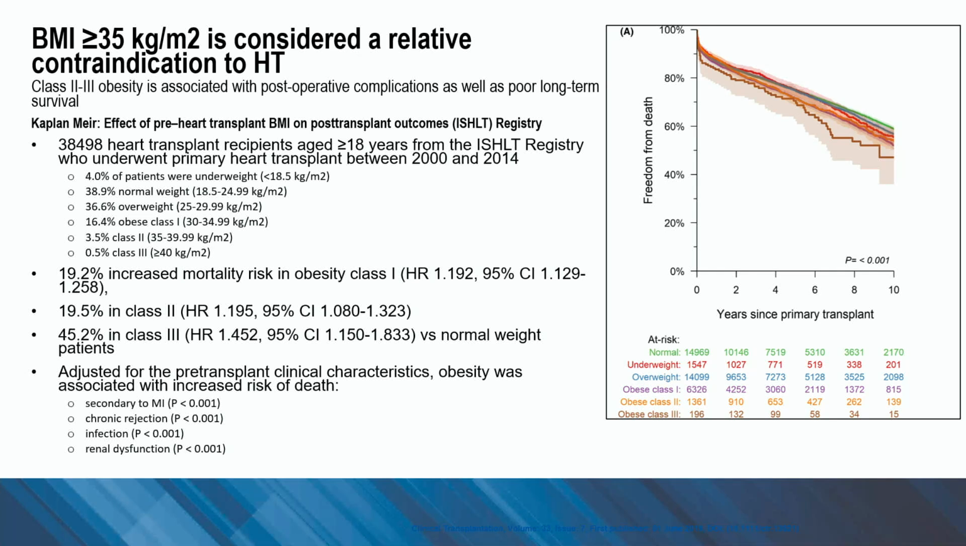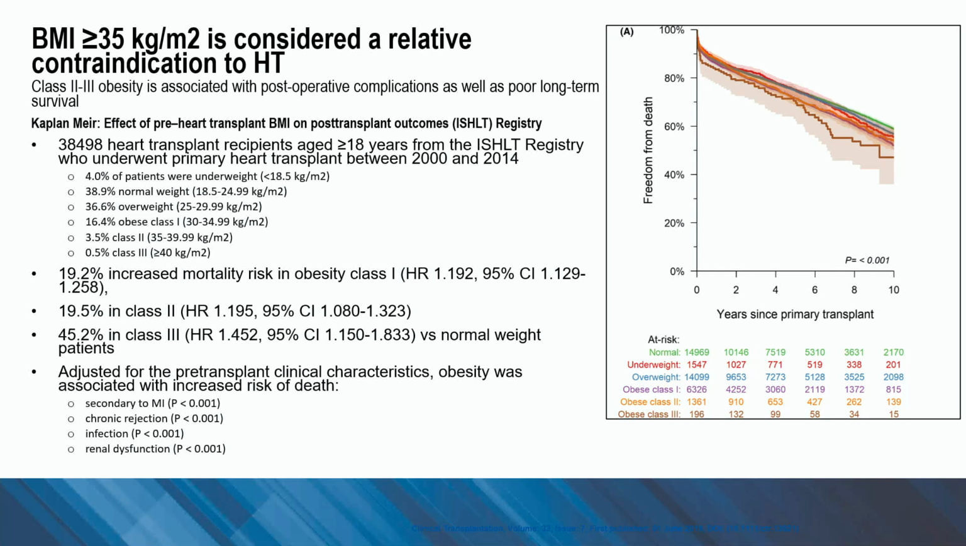And this is because of data from the large ISHLT, so International Society of Heart and Lung Transplantation Registry, which looked at 38,500 patients between 2000 and 2014 greater than the age of 18. The majority were normal weight, overweight and obese class 1. And there was an increased mortality risk in class 1 obesity and class 2 obesity, but a huge jump in class 3 obesity. And that's where this cutoff has come from.